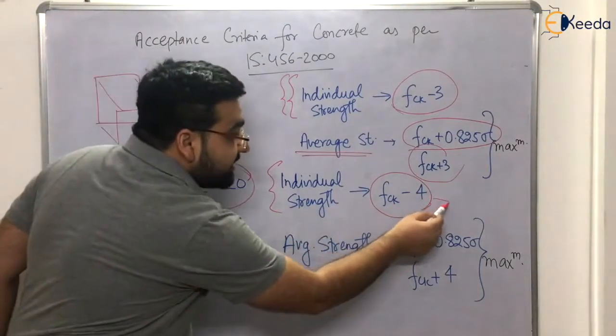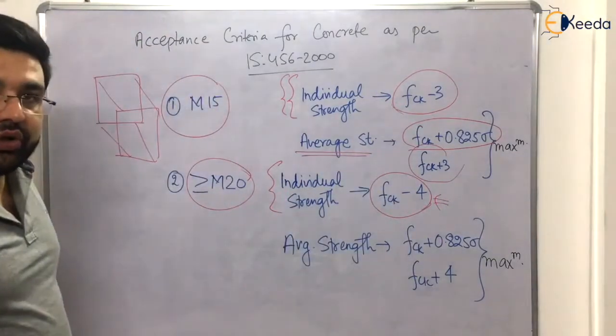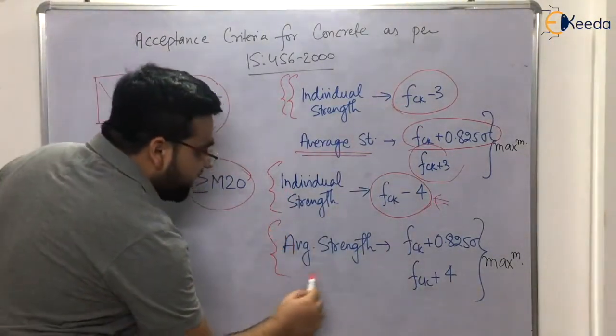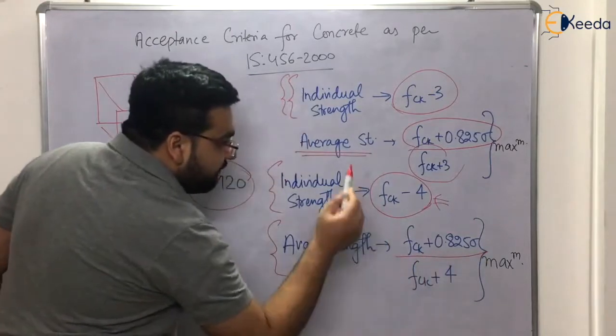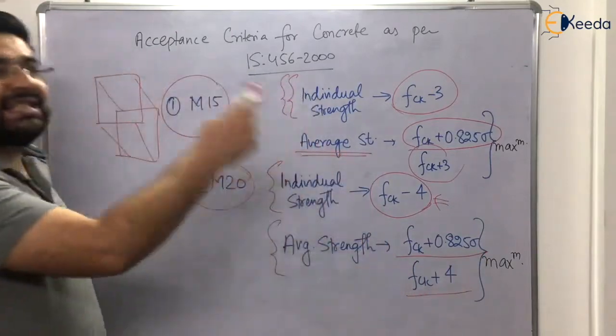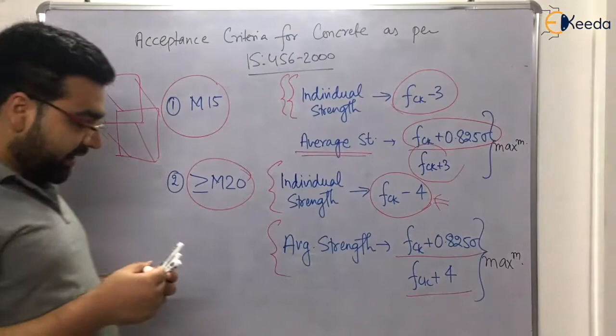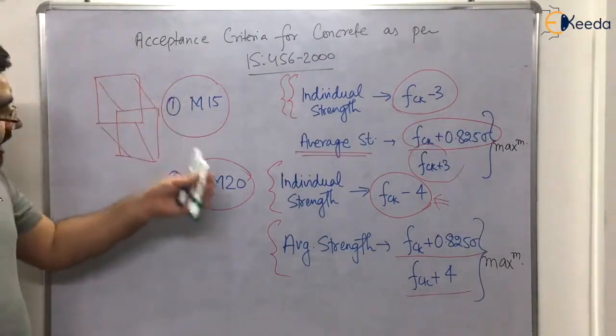This question was asked in the GATE examination, in a theoretical question, okay? And the average strength is fck plus 0.25 sigma, and fck plus 4, the maximum of the two. Okay, so this is important. So I hope you have understood this topic.